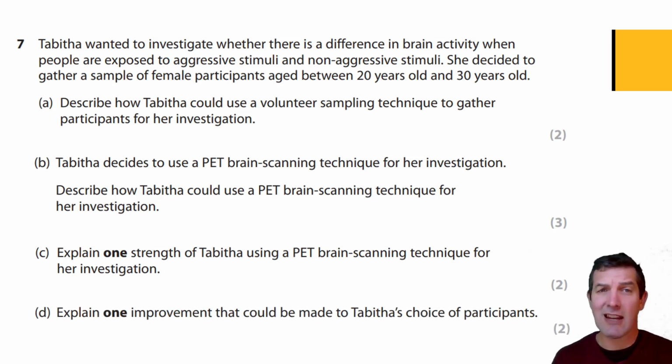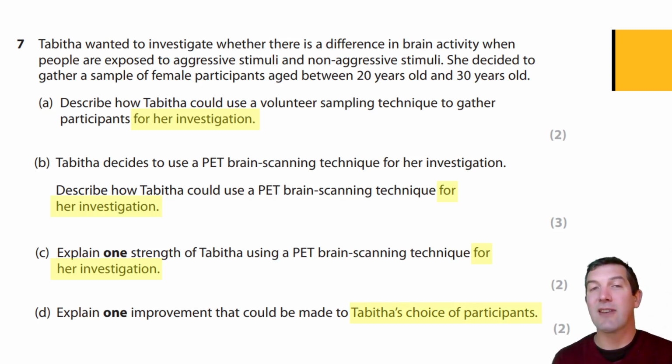Now, I'd like to take a moment to highlight these words because they're key to understanding what the questions are looking for. "For her investigation" crops up at the end of the first 3 parts, and "Tabitha's choice of participants" basically means the same thing. In each of these cases, you've got to apply what you know to this particular investigation. And it's quite easy to miss that while still writing a lot of good content.